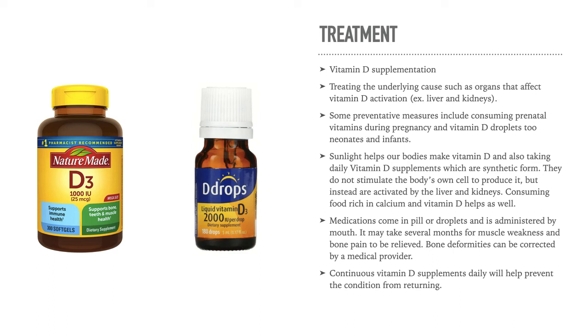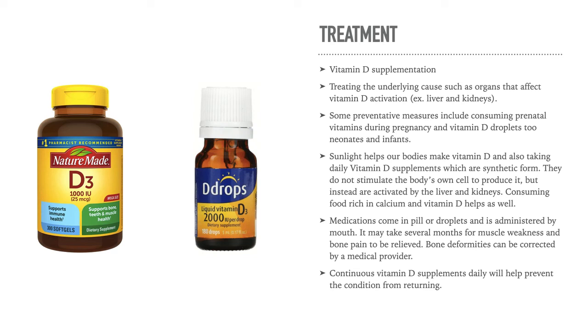So treatment of rickets and osteomalacia would include vitamin D supplementation on a daily basis, and treating the underlying cause, such as organs that affect vitamin D activation, which are the liver and the kidneys. Some preventative measures include consuming prenatal vitamins during pregnancy that have vitamin D in them, which most of them do, and vitamin D droplets for neonates and infants. Sunlight helps our bodies make vitamin D, and also taking vitamin D supplementation, which is a synthetic form.